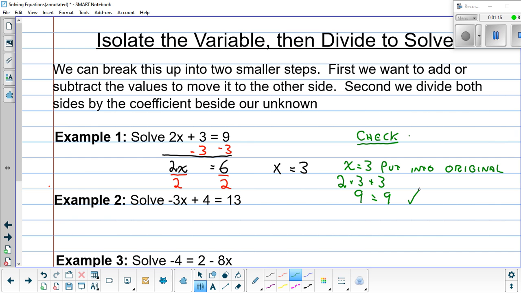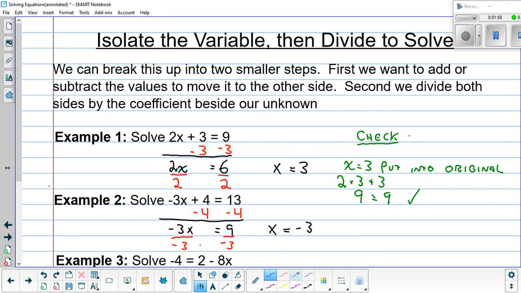Next, we have negative 3x plus 4 equals 13. So let's do our addition and subtraction and get all of our x's to one side, all of our numbers to the other. Here we're going to be left with simply negative 3x on our left. So negative 3x is going to be equal to 9. And here we can just divide by negative 3 to make that positive x. So in the end, we're going to have a value of x equals negative 3.